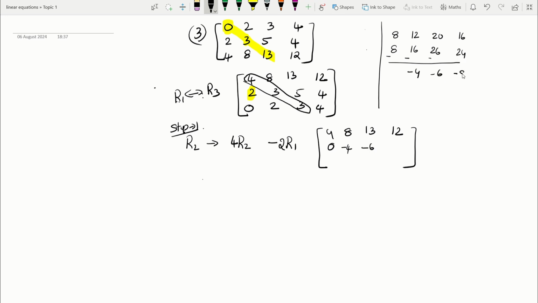Then 2 into R1, right? 2 4s are 8, 2 8s are 16, 2 13s are 26, 2 12s are 24. Then I am subtracting, right? So 8 minus 8 is 0, 12 minus 16 is 4 only, minus 4. Here I will make it as minus 4. Then 20 minus 26, again here minus 6. Then 16 minus 24, it will be minus 8. 16 is correct only, right? Minus 8. And here 0 2 3 4, this is okay.